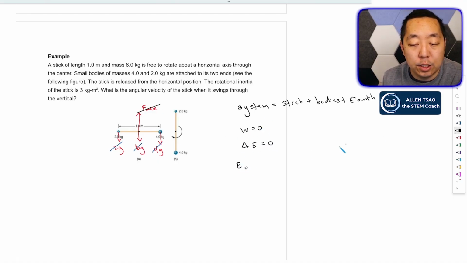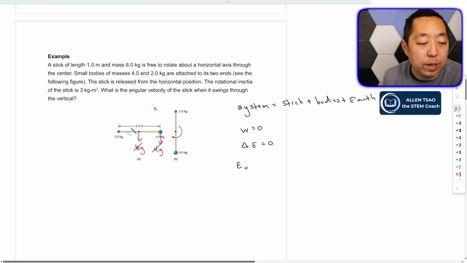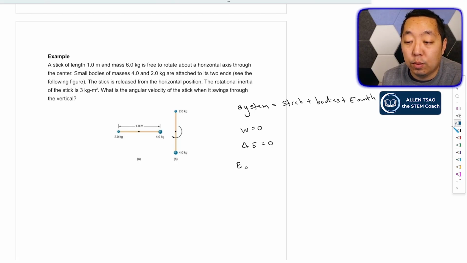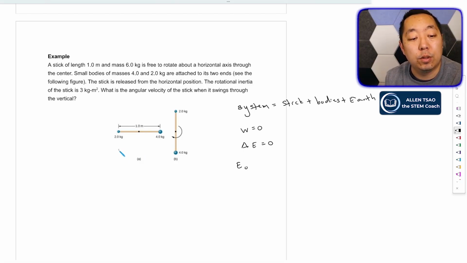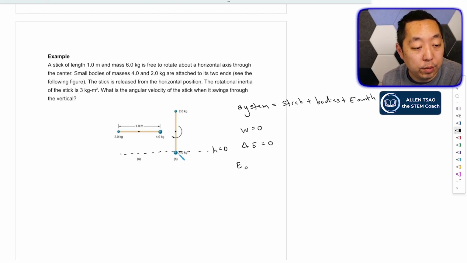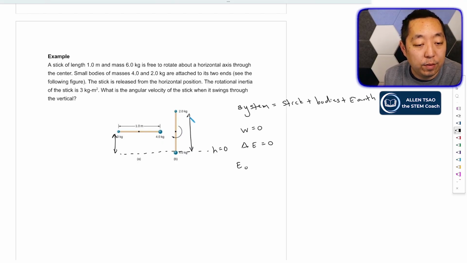So now we want to think about the energy at each of the states. So what we want to think about is all the forms of energy. Right now it's at rest, so there's no kinetic energy, but there may be gravitational potential energy depending on where we put our h equals 0. Now remember, my suggestion is always make the lowest point h equals 0. That way the potential energy is always positive, but you could make any other point h equals 0 if you want, right? What's the distance from here to here? It's half the length of the stick, because the length of the stick is 1 meter. So this is 0.5 meters.